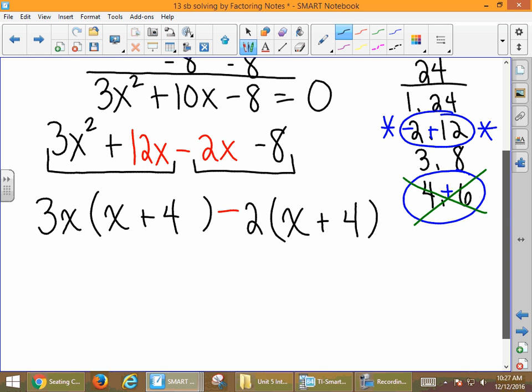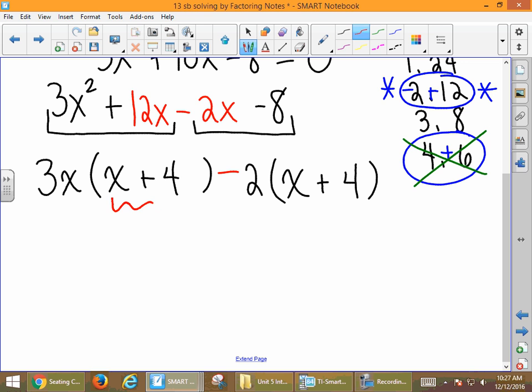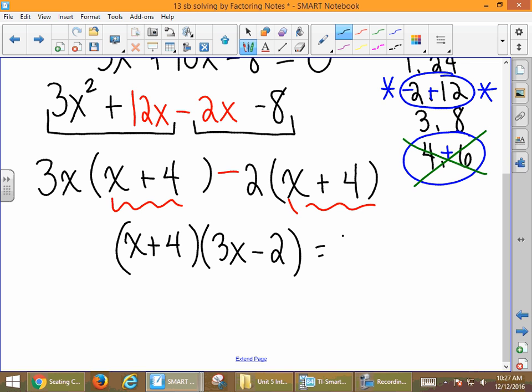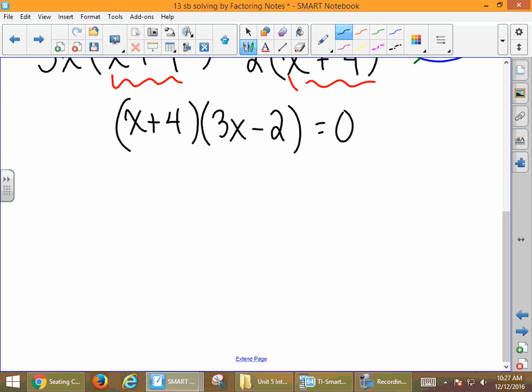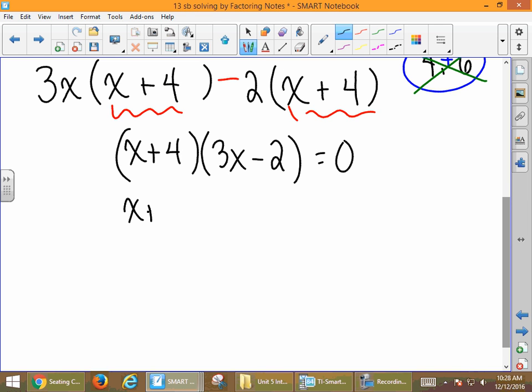And once again, what we see is that we have an x plus 4 in both groups. So our x plus 4 in both groups. And then we've got 3x minus 2. But now that we've factored, we need to solve. So we're going to set each factor equal to 0 based on our zero product law. We have x plus 4 equals 0, and we have 3x minus 2 equals 0. Again, some will require less work than others.